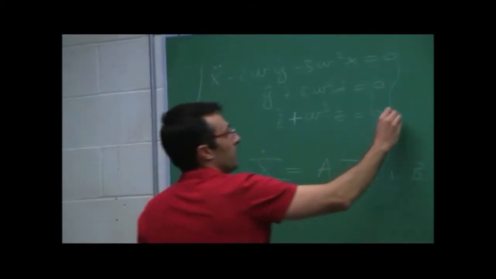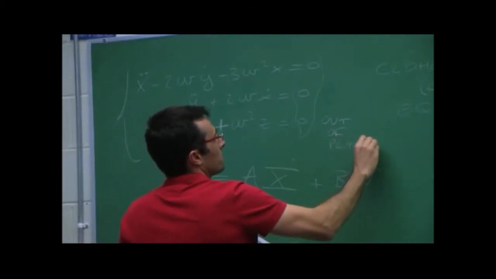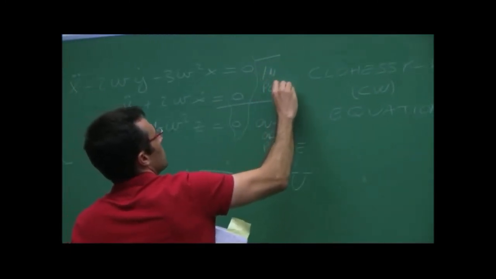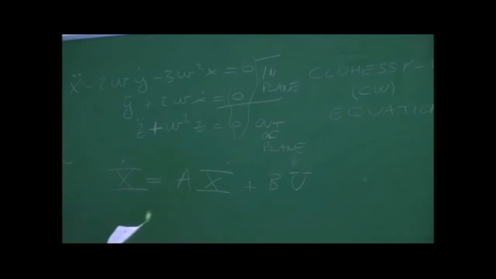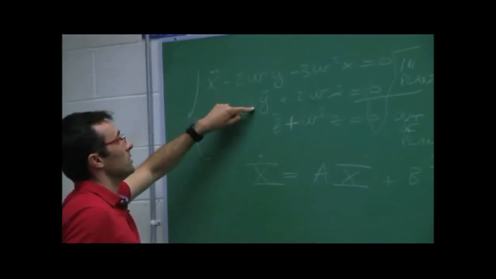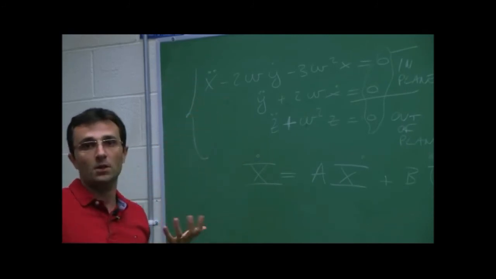So this is the out-of-plane motion. We call it out-of-plane, the z, while these two here represent the in-plane motion, where we mean the XY plane of LVLH. These two are coupled. You can solve the z by itself, but you cannot solve the y motion without solving the x and vice versa. They go together.